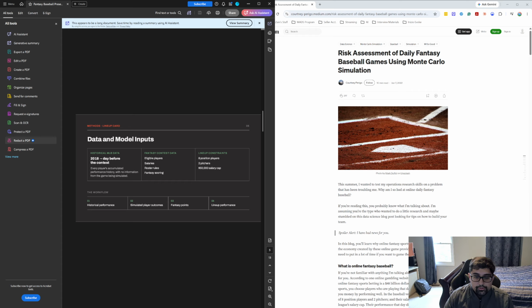So to do what we discussed from slides 1 to 4, what Courtney did was he started with historical MLB performance data going back to 2018. So he looked at different eligible players, salaries, roster roles, and different fantasy scoring outcomes, and the different lineup constraints that we discussed before. So basically, the process that he did was he started with players' performance from the past. He then used that history to generate plausible future performances. Those performances were then converted to fantasy points, and then he checked to see how the entire lineup performed over a period of time.